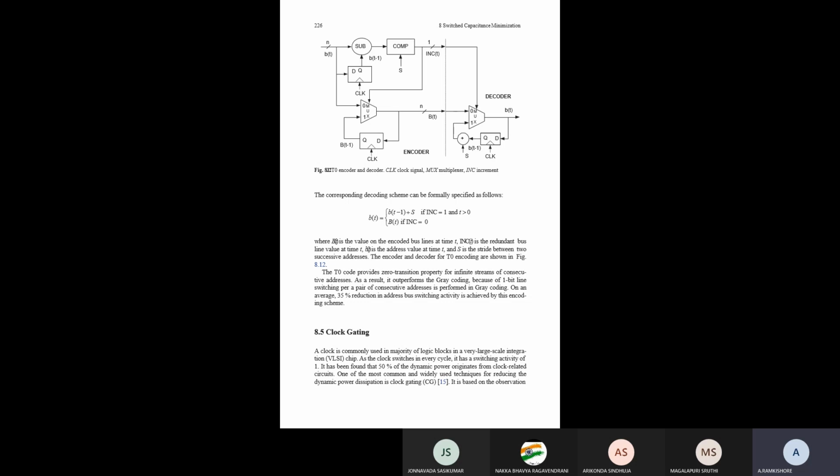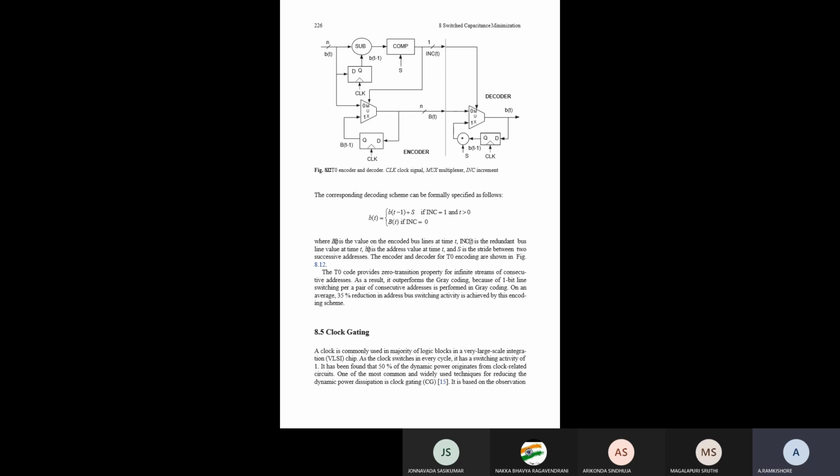So this clock helps to move the data from one end to another end, or to properly operate or function that specific circuit. That is done by using this type of clock signal. So the clock switches in every cycle. It has a switching activity of one.